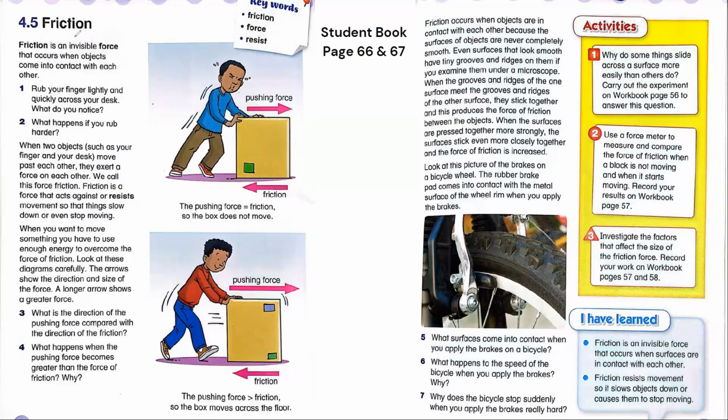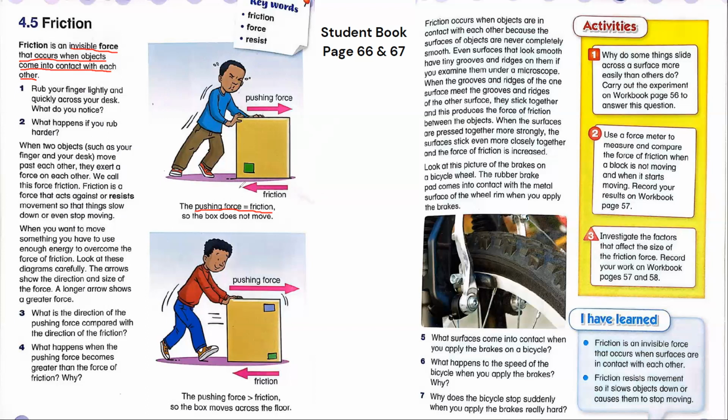We'll go through it. Now, friction is an invisible force that occurs when objects come into contact with each other. I want you to highlight: invisible force that occurs when objects come into contact with each other. And I want you to highlight: pushing force equals friction. You must always understand, pushing force equals friction.